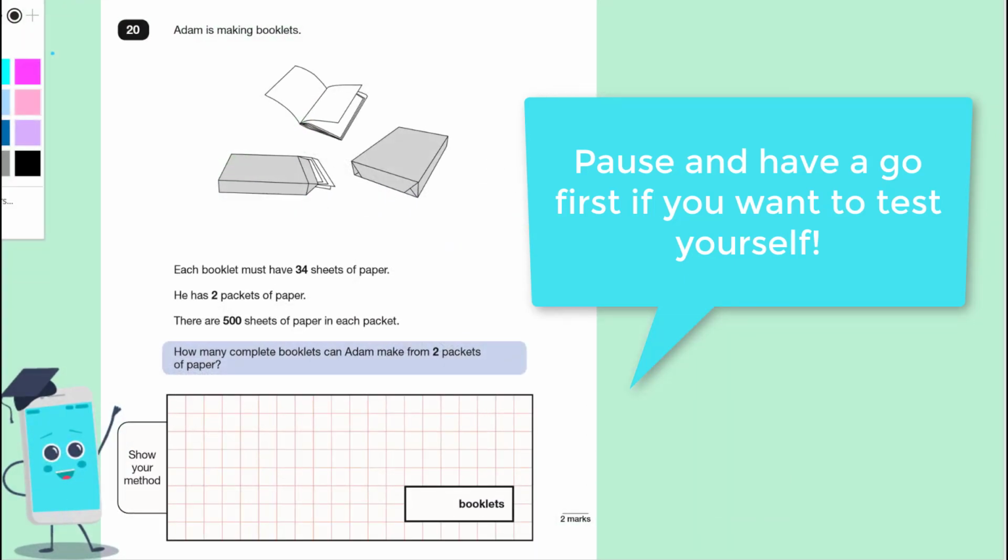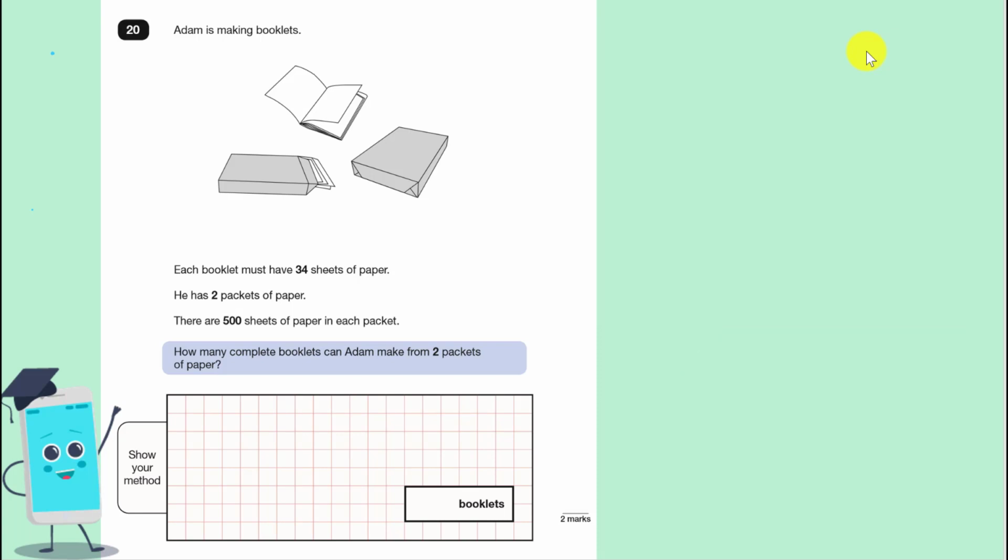Our final question today is also linked to the Year 6 curriculum. So let's start by reading the question. Adam is making booklets. Each booklet must have 34 sheets of paper. He has 2 packets of paper and there are 500 sheets of paper in each packet. How many complete booklets can Adam make from 2 packets of paper? We have lots of information here and we have quite a few things in bold. So it's already directing us to look at the important information.